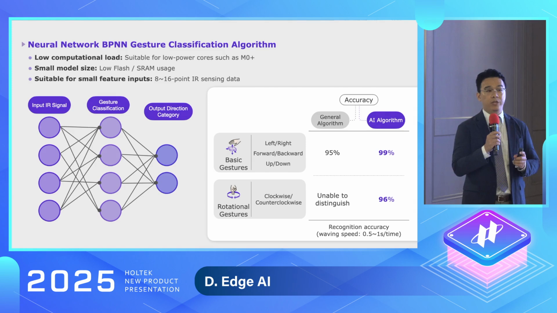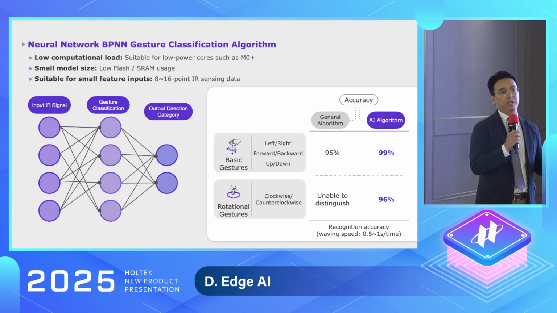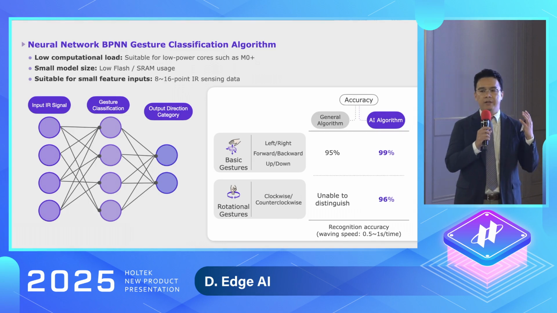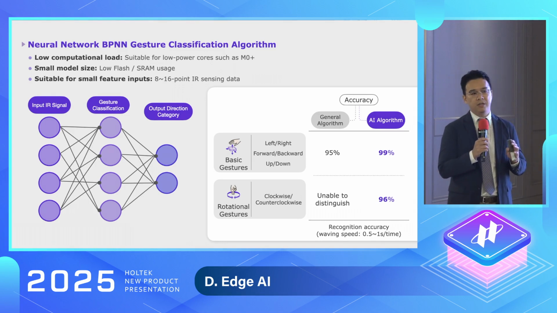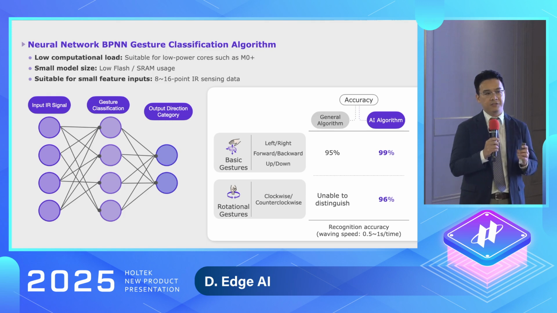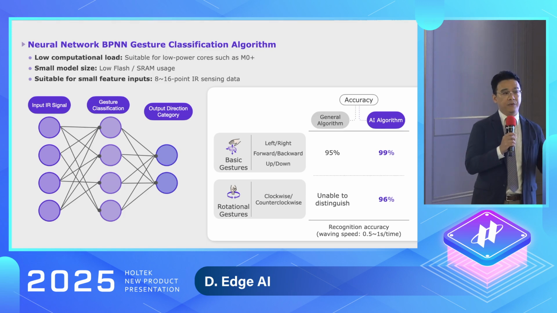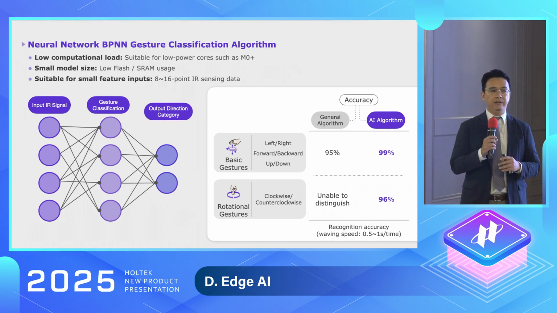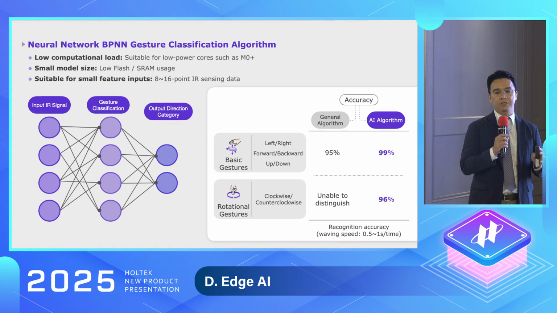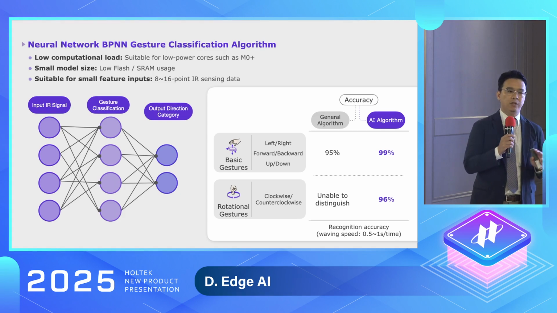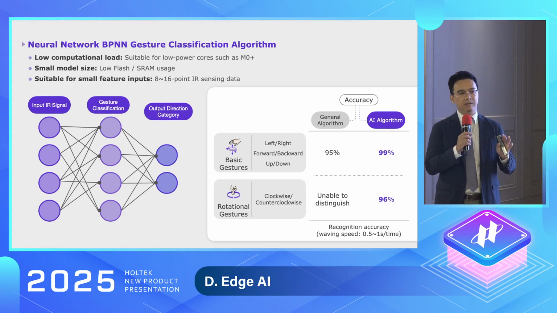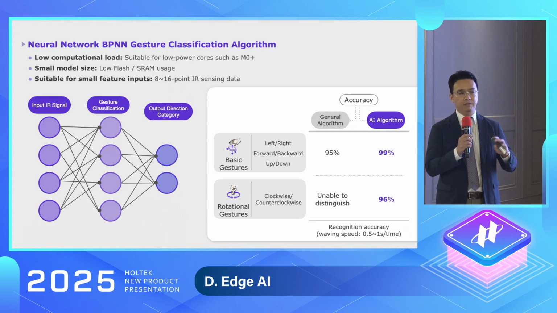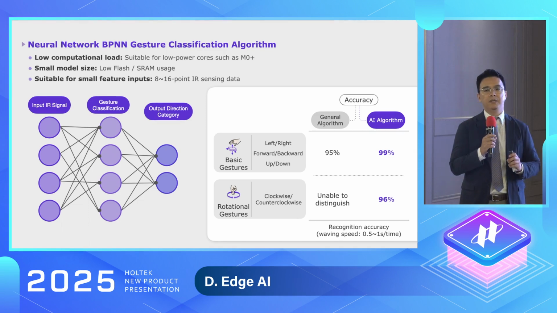In this demo set, we use an AI model called BPNN. So BPNN is like a human brain. The more training it undergoes, the more patterns it can recognize. And it has some features, including low computational load, small model size, and suitability for small feature inputs. In this demo set, it only takes 8 to 6 sensing points, and you can achieve this application.